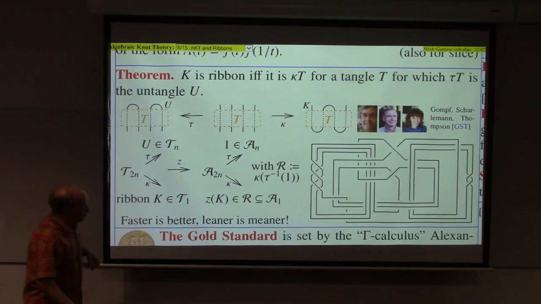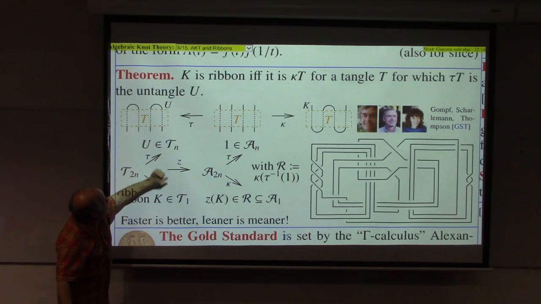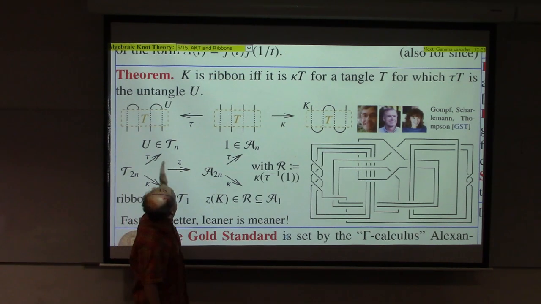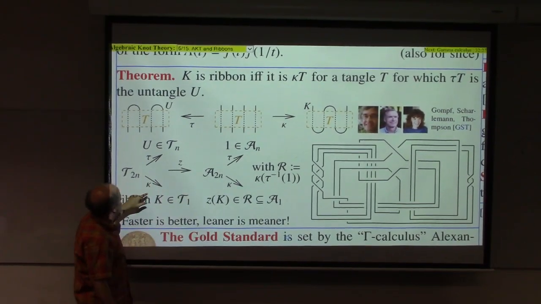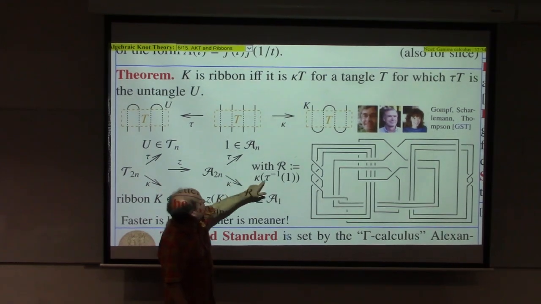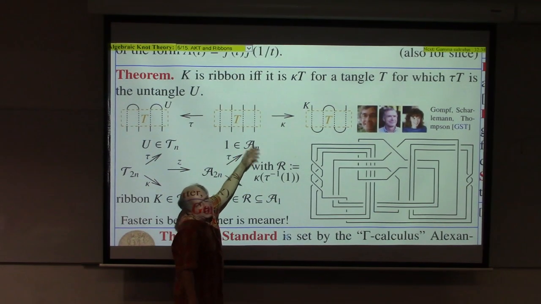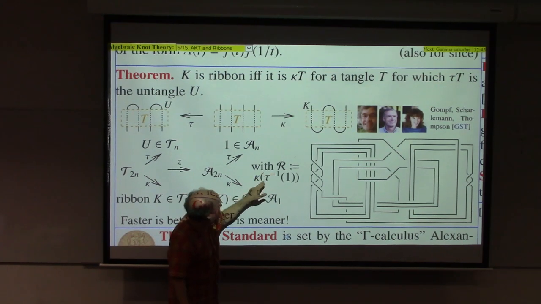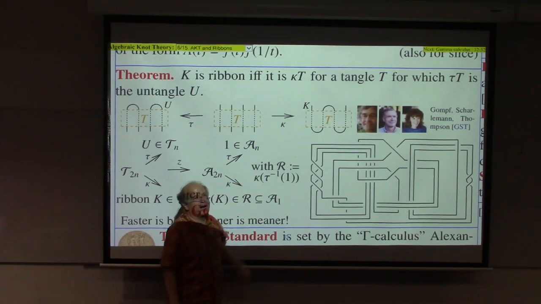Okay? And then the topological theorem above means that ribbon knots here are the push forward under kappa of the inverse image under tau of the R knot. And you can check that it means that the invariant Z will take any such ribbon knot to a knot that belongs to the space R, where R is the inverse image under tau of 1. Let's declare that the invariant of the untangle is called 1. Okay? So R is the push forward under kappa, the algebraic kappa, of the inverse image under the algebraic tau of 1.